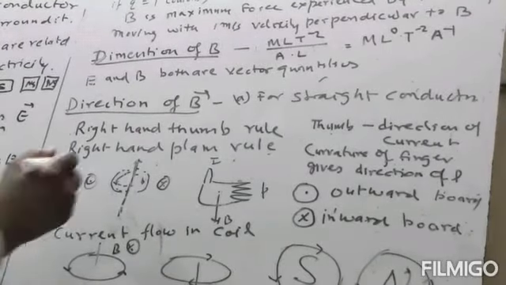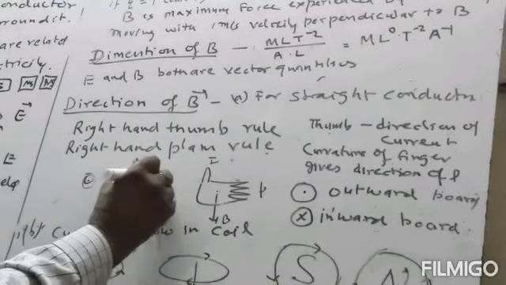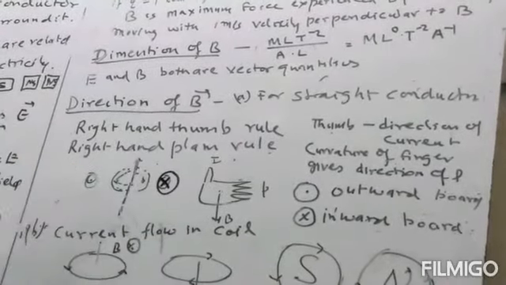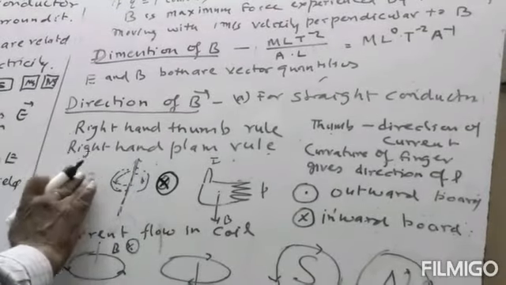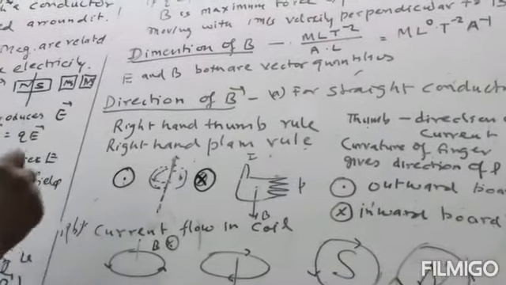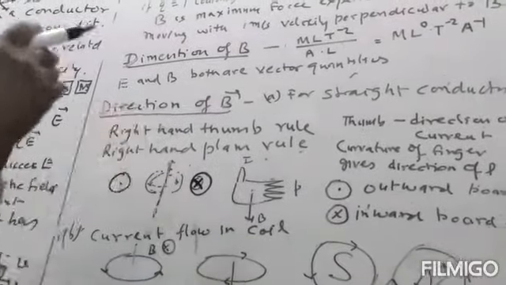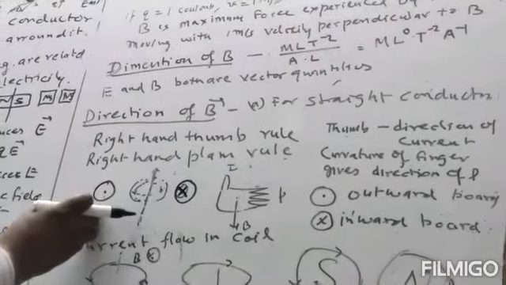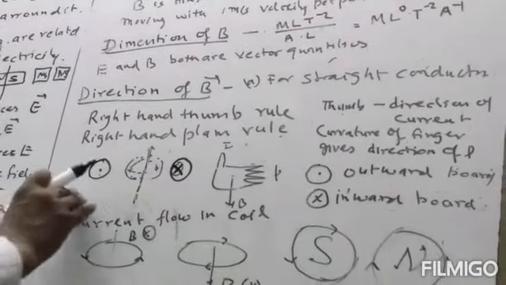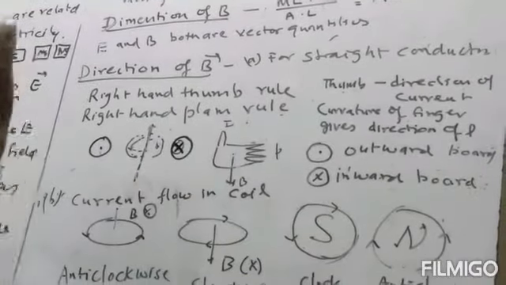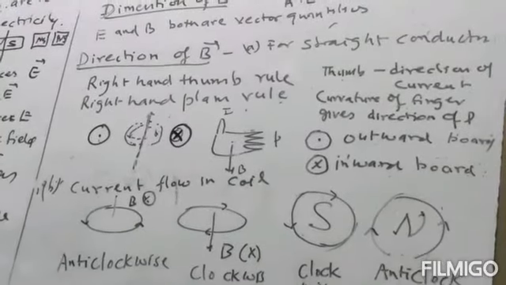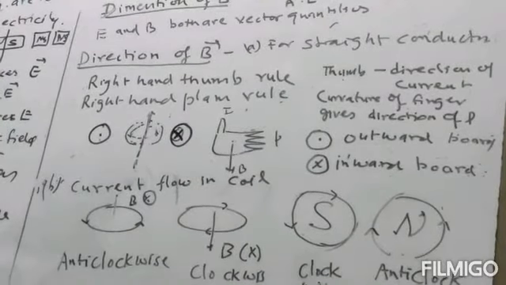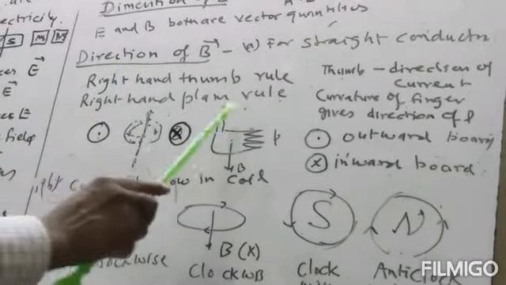So downward is represented by a cross. Cross means perpendicular, inward. And if we get this side, then it will be outward, so we can represent it by a dot. Here the magnetic field is inside the board, and here the magnetic field is outside the board. It is good to use either the right hand thumb rule or the right hand palm rule to indicate it.